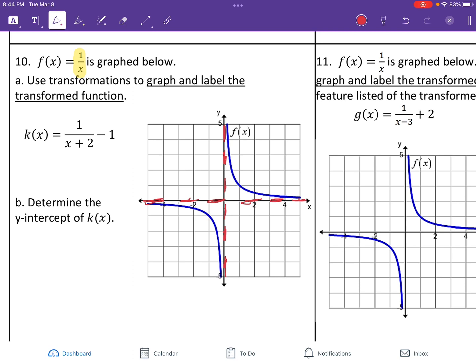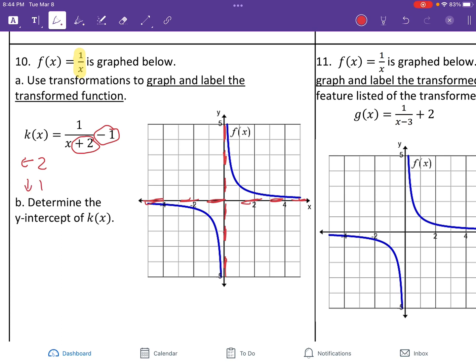Okay, so what we're doing is we're moving them based on our transformation here. So these two things are making the graph move. Okay, and what they're really moving is the asymptotes, because the graphs are bounded by the asymptotes. So our graph's going to go to the left by 2 and down by 1.